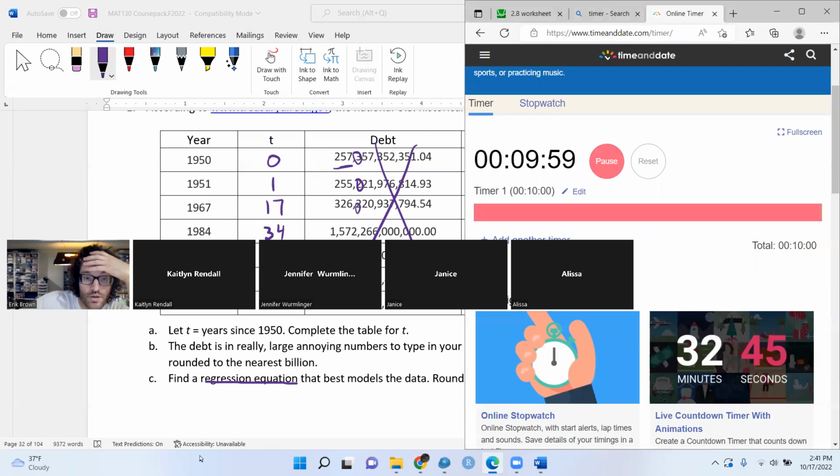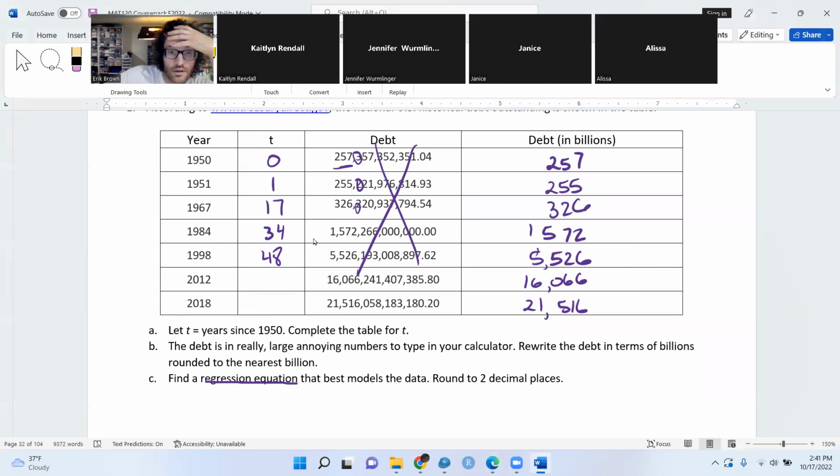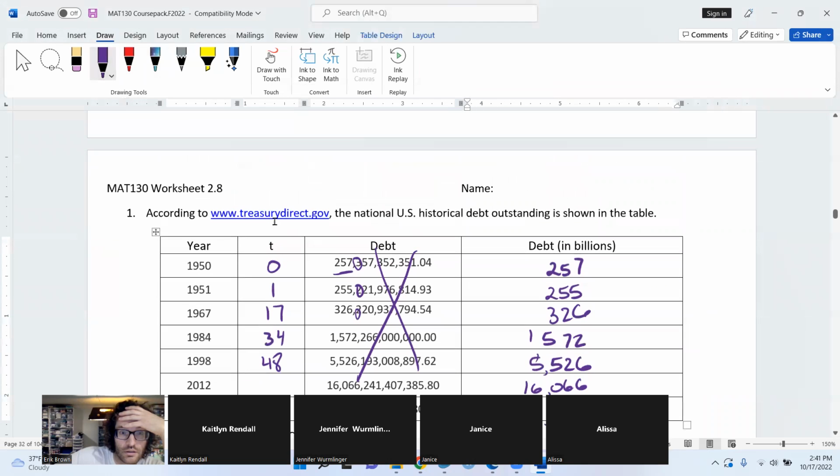Because you're using billions, yes, this is what it ends up looking like. And then you're going to use this. This will be your X column, the T's. So this is X. This is X, and this will be your Y.